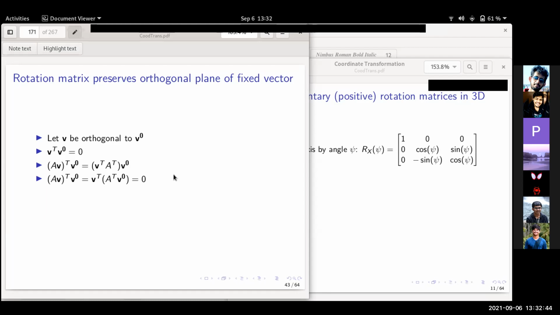What is A transpose V naught? V naught, sir. Yeah, V naught. But V transpose V naught is 0, already shown. That means A V is your rotated vector, and V was in the plane orthogonal to the axis of rotation V naught. So even after rotation, it is lying in the same plane.